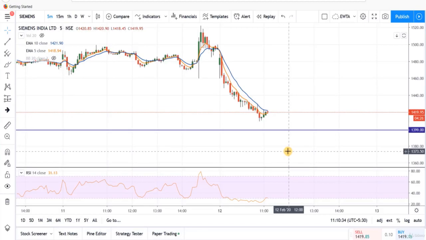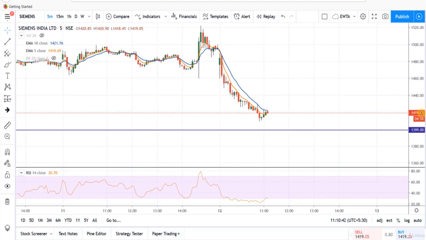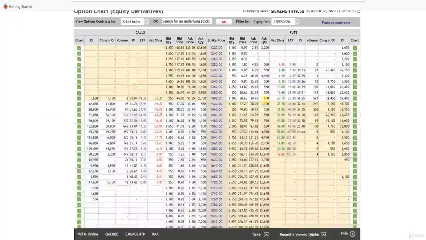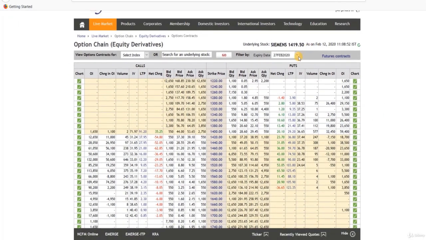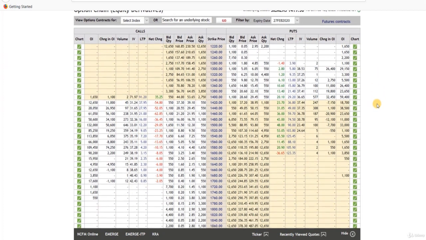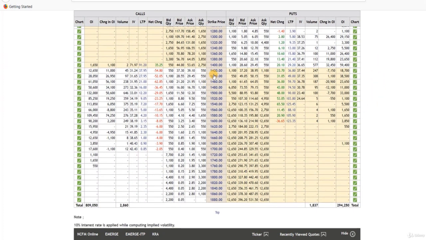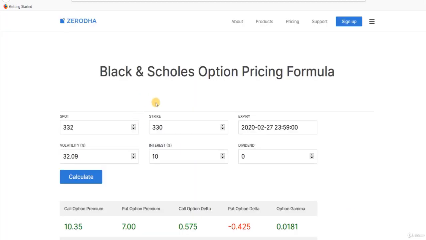This is the 5-minute chart of Siemens and you can see the stock is trading at the 1419 level. So this is the options chain of Siemens. The current expiry is 27th of February. And if we want to calculate the options Greeks for the 1420 put strike, then we will see this data. This is the puts data.